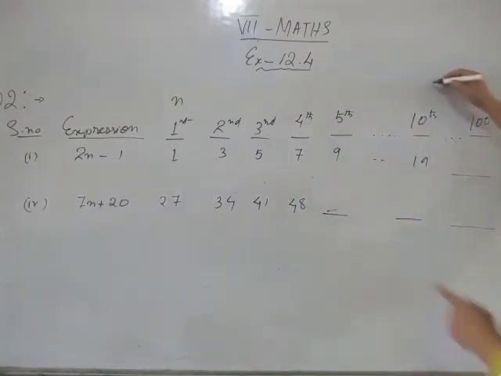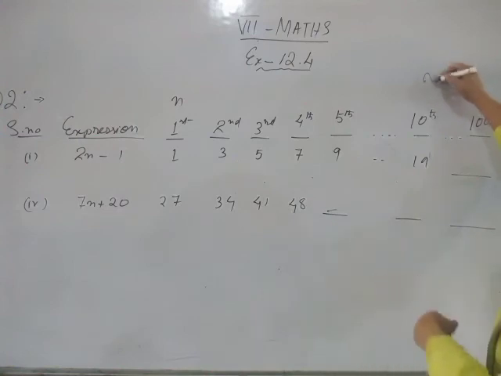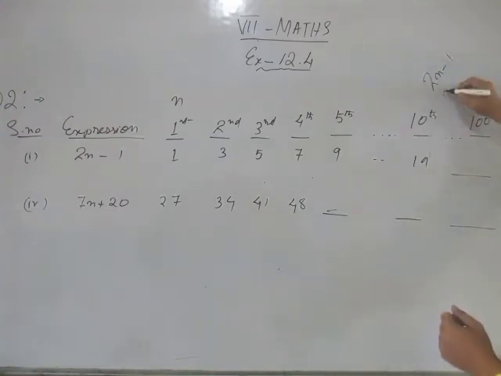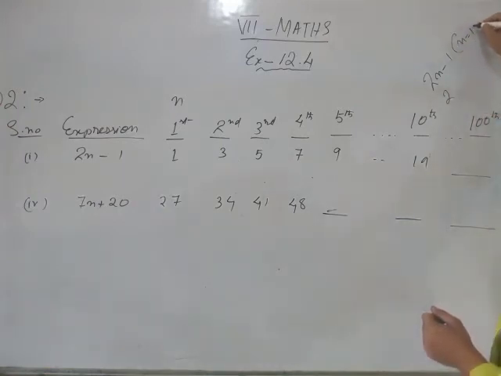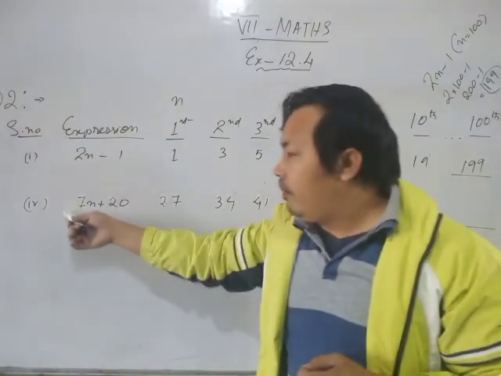For serial number 1, the expression is twice n minus 1, isn't it? So here n is equal to 100, so 2 into 100 minus 1, that is 200 minus 1. How much is that? That is 199. The answer here is 199.